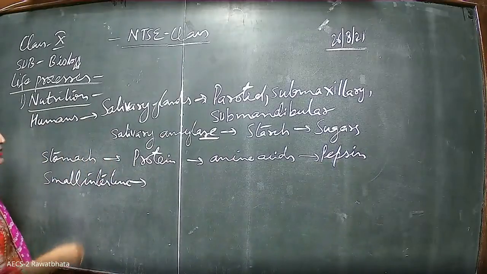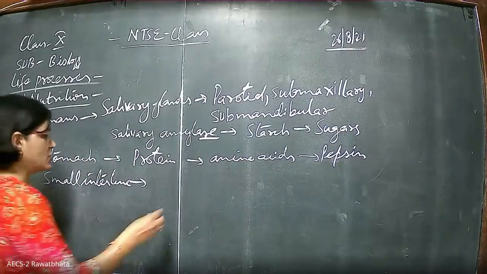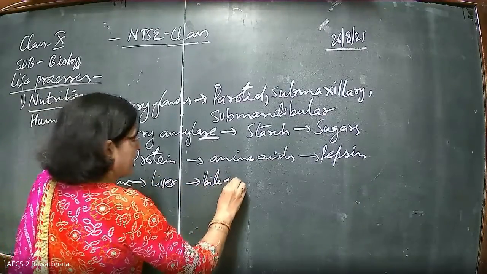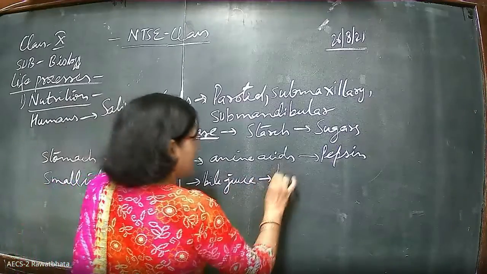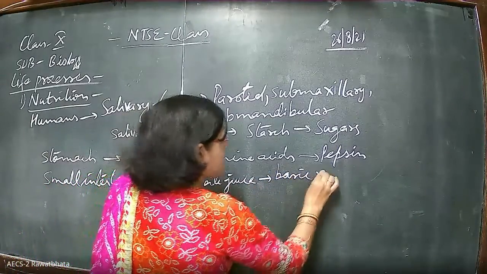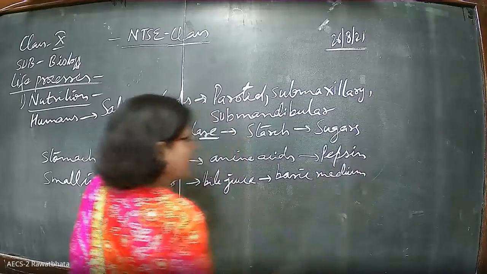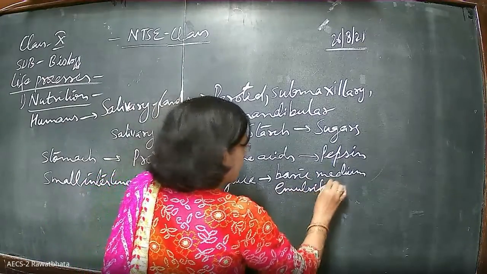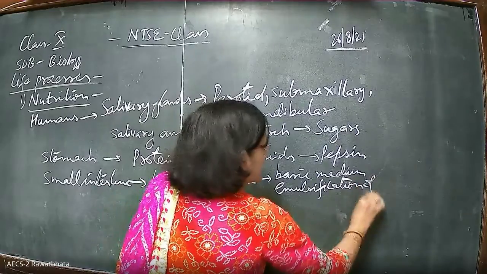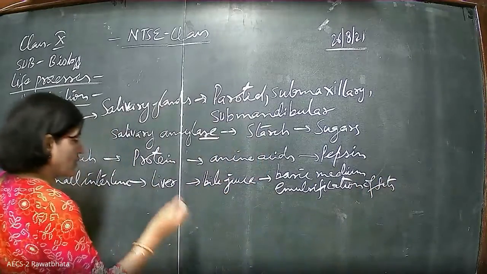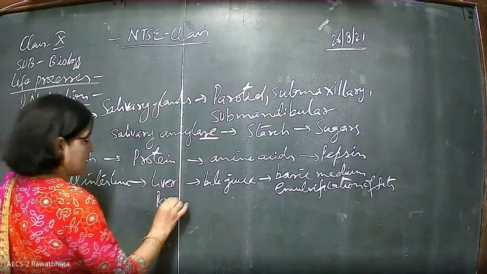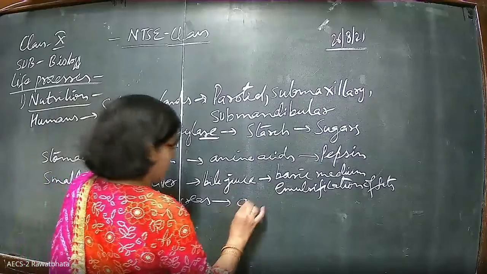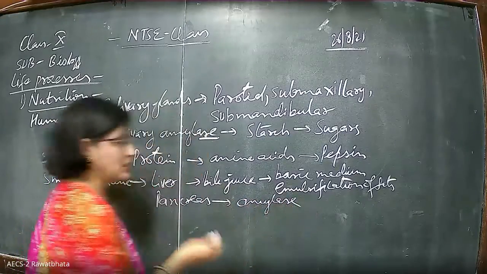And here in small intestine, of course, we know that we get the secretions from liver, that is the bile juice. Bile juice makes the medium basic, two roles, basic medium. It has plenty of bicarbonate ions in it, so basic medium, and of course, emulsification of fats. And one more secretion that comes is from pancreas, and there it releases amylase, pancreatic amylase. So basically these are also helping in the digestion.